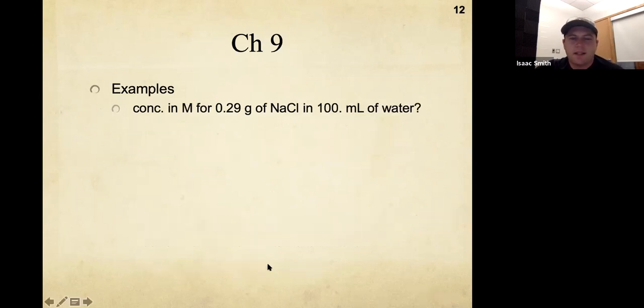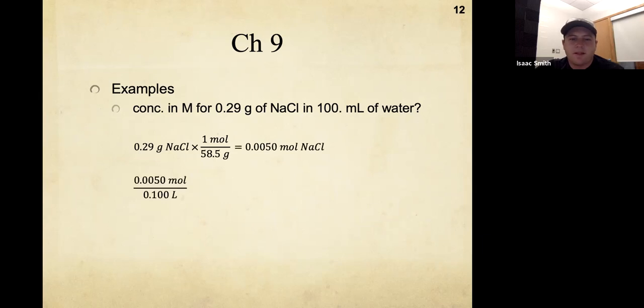All right. Finding concentration in molarity. Again, molarity is moles of solute over liters of solution. So we would need to find the moles of the solute first. So we can convert from grams of sodium chloride to moles of sodium chloride using the molar mass. And then we can divide by the volume of the solution to get our concentration.